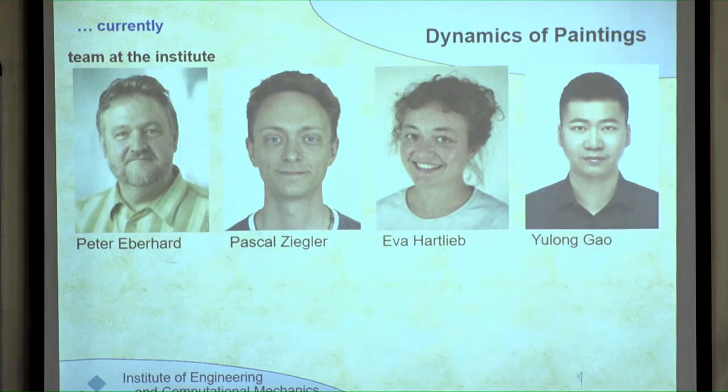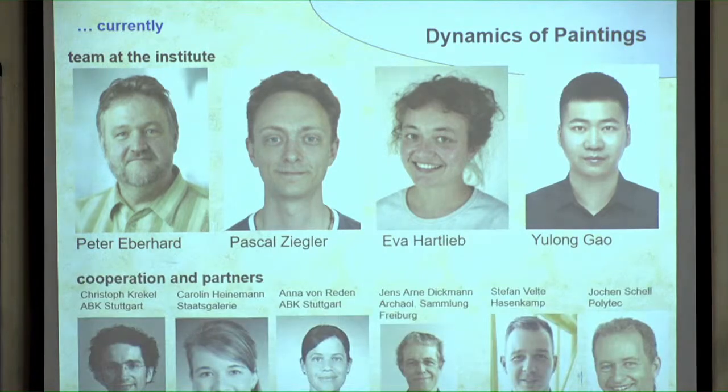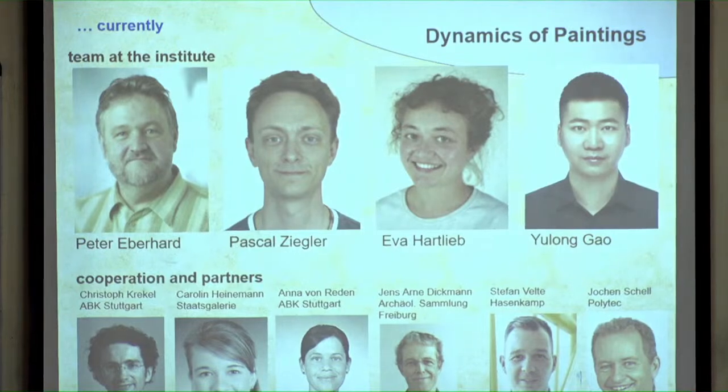So the team at the Institute grew. At the moment, there are 4 to 5 persons working on this. And we have very interesting cooperation partners. For example, we are cooperating with the University of Arts in Stuttgart. These are the guys who know precisely what art is about and which kind of paint and which kind of fabric is below and so on. Then we work with people from museums. Caroline is in the meanwhile in a big art museum. Professor von Rieden, she's a specialist on the canvas.